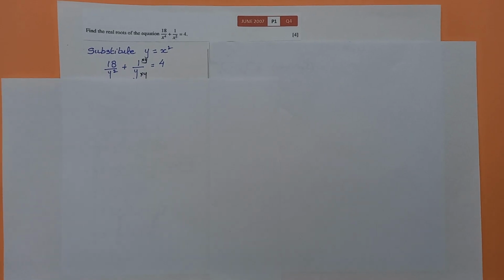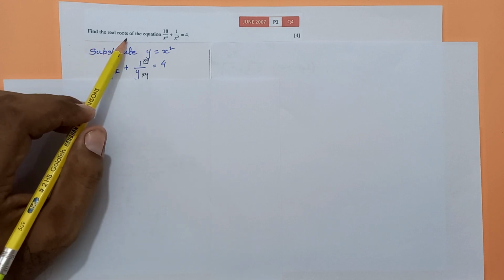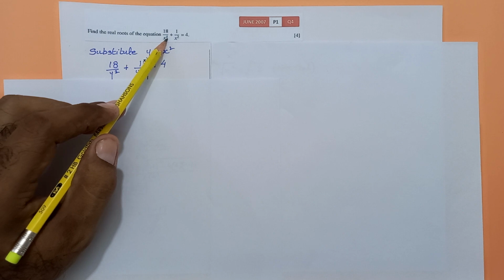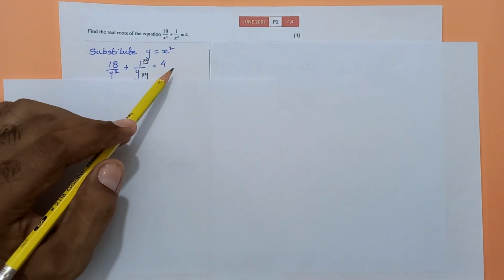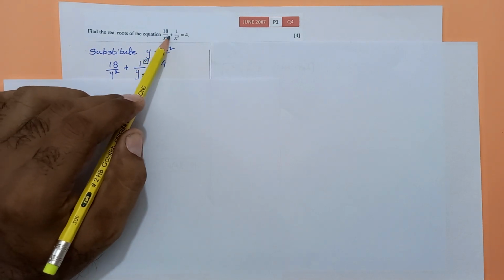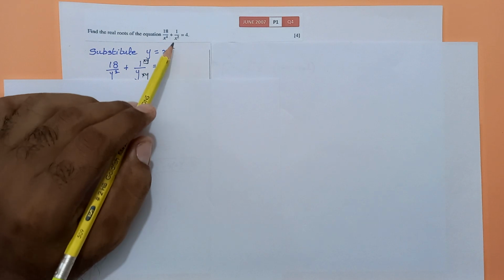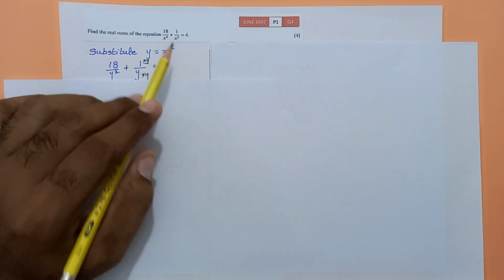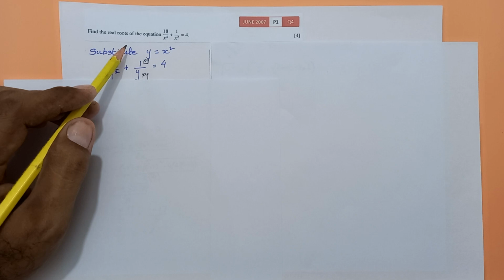Hello everyone. We have a question where it says: find the real roots of the equation 18 upon x power 4 plus 1 upon x square equal to 4. We have x power 4 and x square, so we could easily convert this into a proper quadratic form, but for that we have to go for the substitution process.